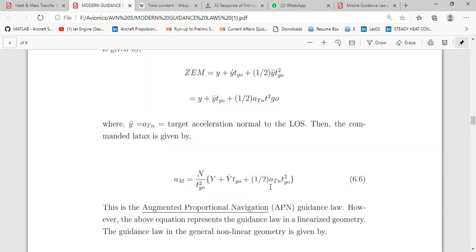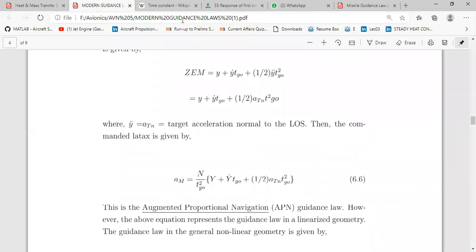So we need to find out ATN. If you can find out ATN, then you can simply add it in the previous answer, and that will be your latex command. Now what is ATN? ATN is the vertical.